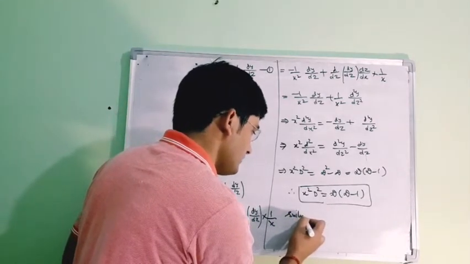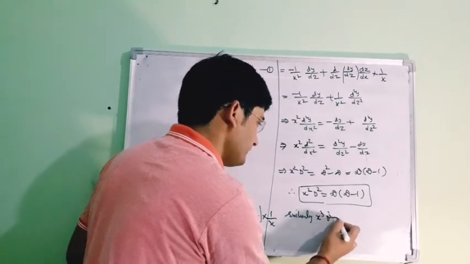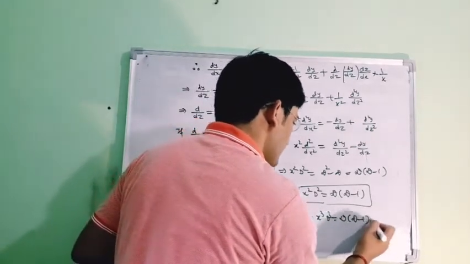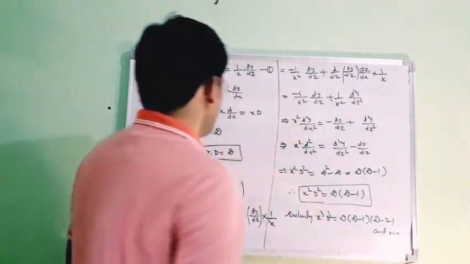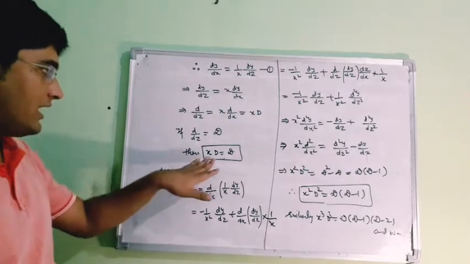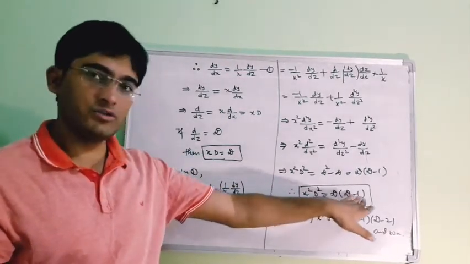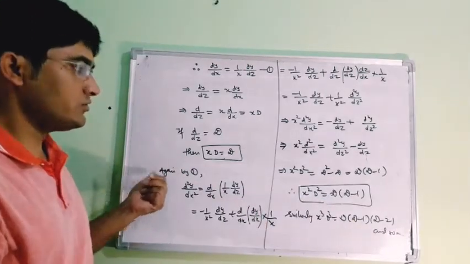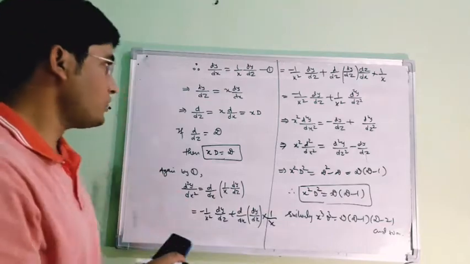Similarly, we will have x cube d cube as rounded d into d minus 1, d minus 2, and so on. So, with the help of these formulae, x into d as rounded d, x square d square as rounded d into d minus 1, our homogeneous equation will reduce into the linear differential equation with constant coefficient.